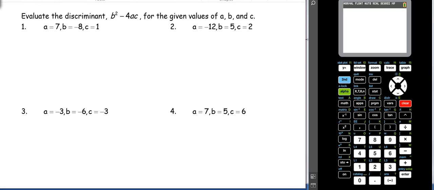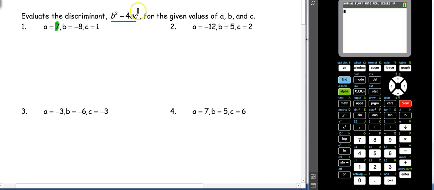This video is about using the discriminant and evaluating using a calculator. So evaluate the discriminant, which is b squared minus 4ac for the given value. What we're going to do is substitute the values they give us into the expression.